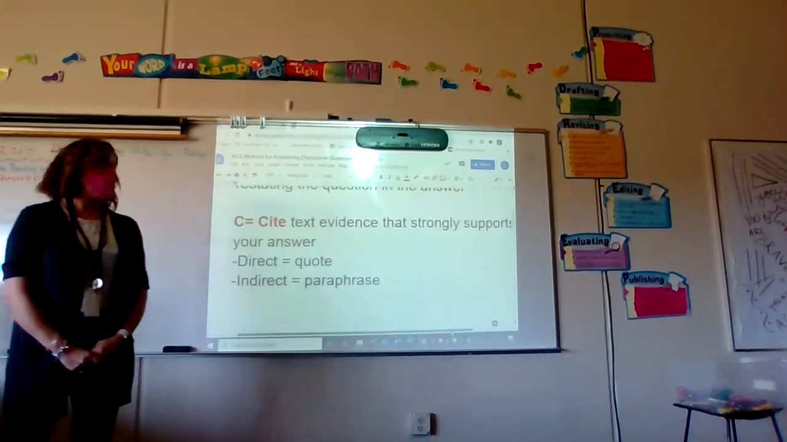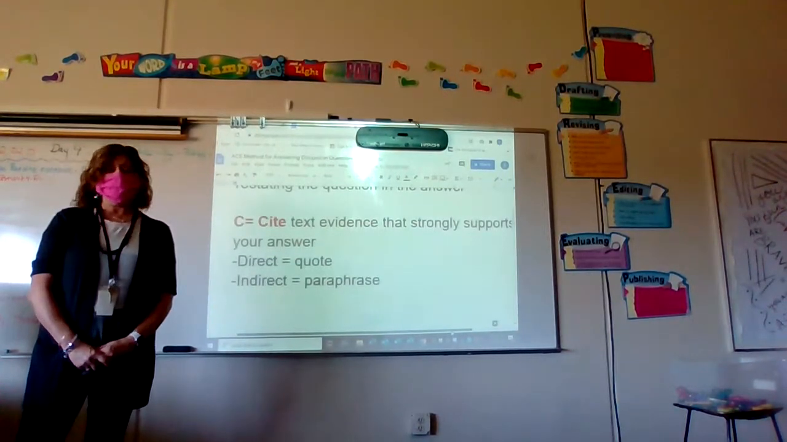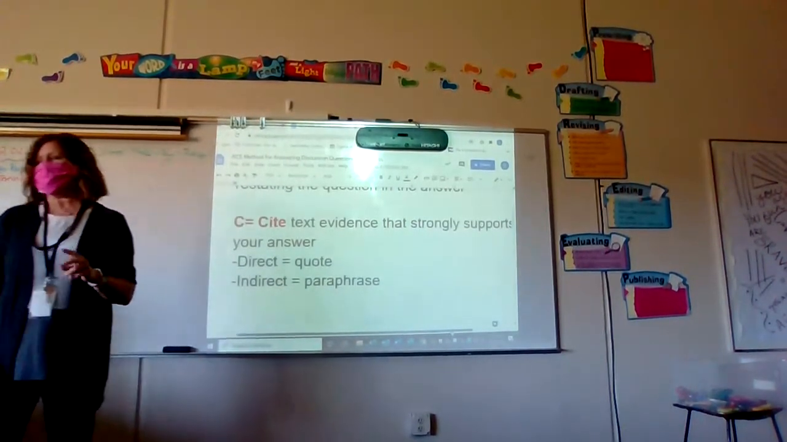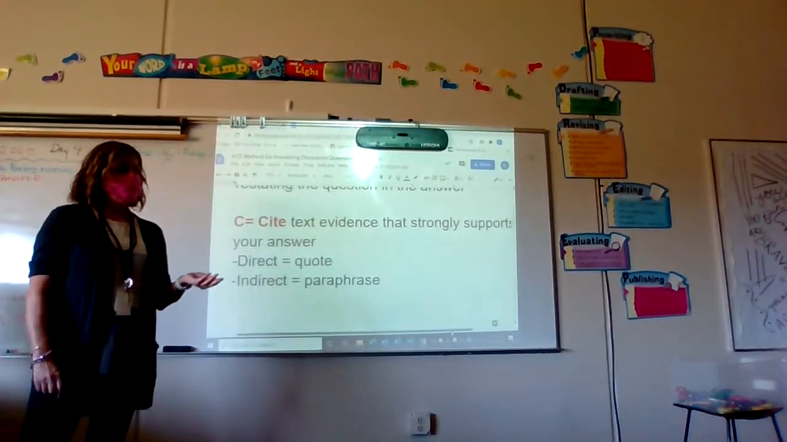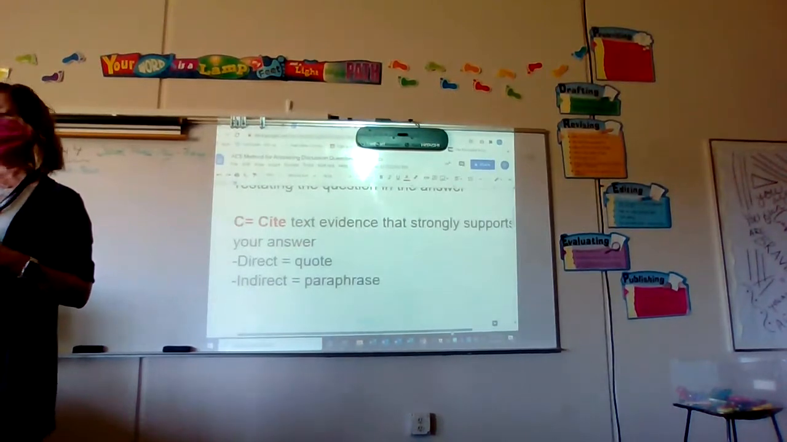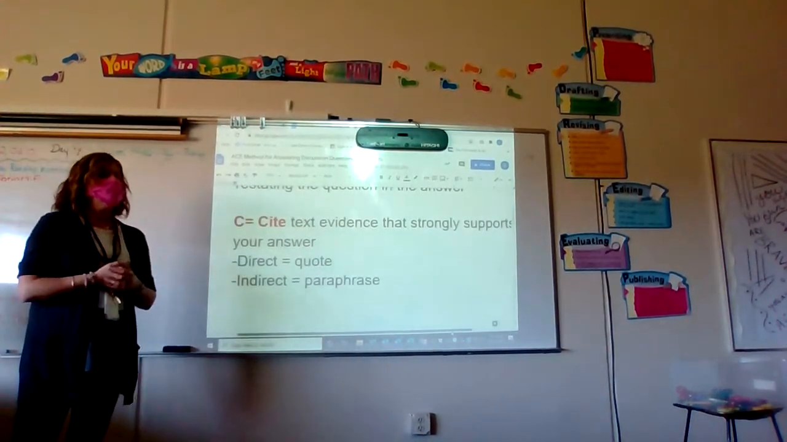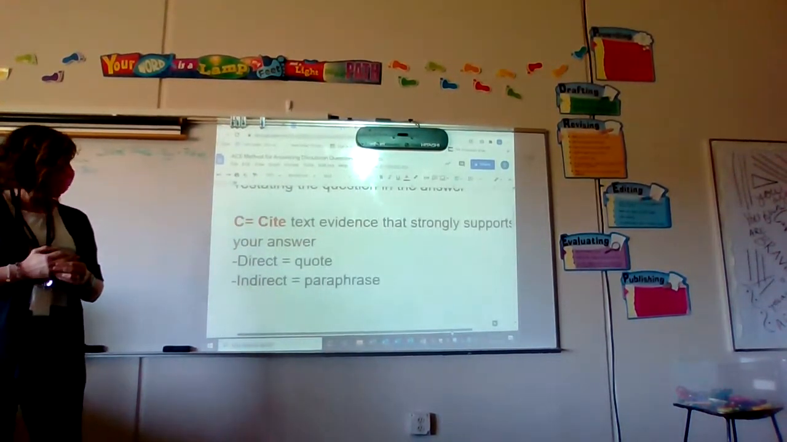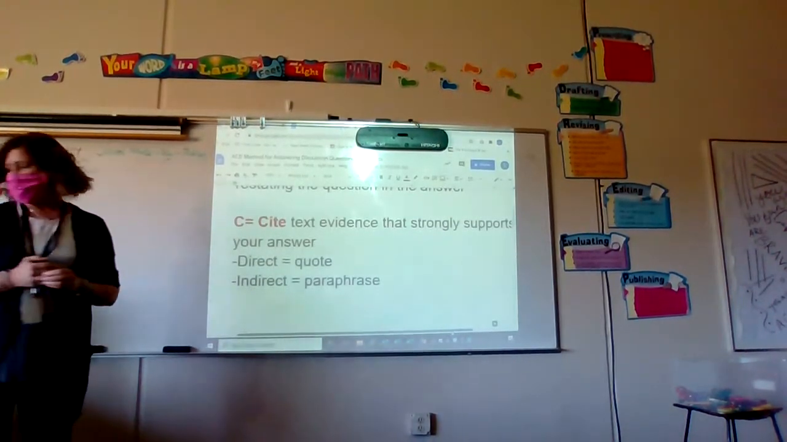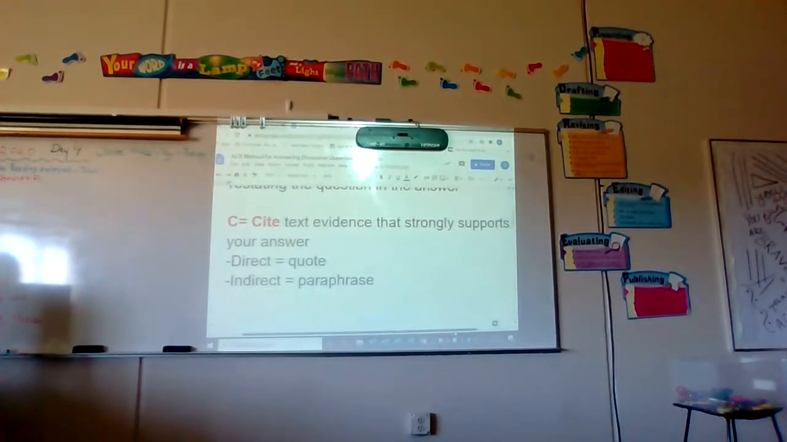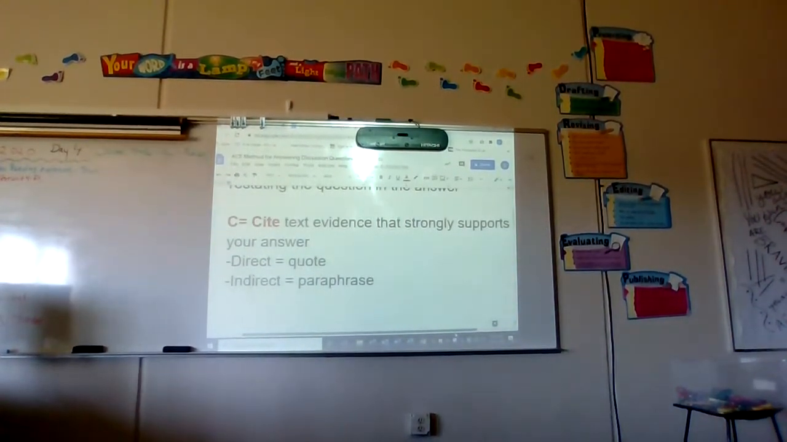So really, this is a verb. So you cite. Okay. The other two are nouns. This is a verb. You cite evidence. That means you write down the information. You give the information. Okay. So you're citing evidence. So cite text evidence that strongly supports your answer is what, can you see that whole thing? Should I move it over a little bit? Basically. Cite text evidence that strongly supports your answer.